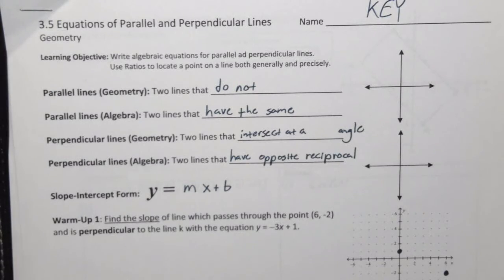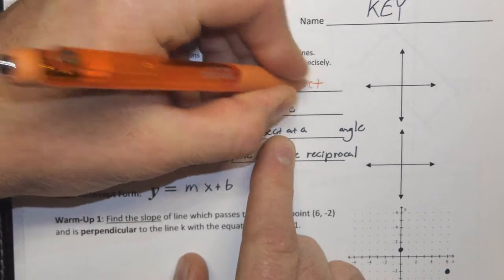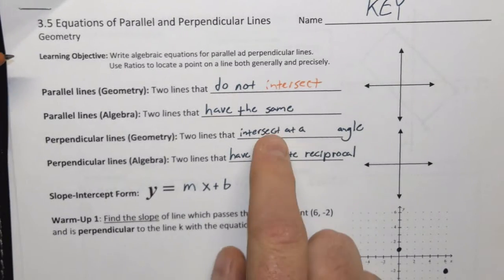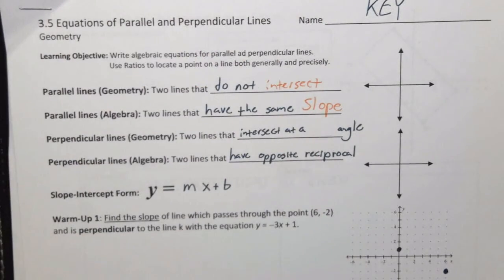For parallel lines, we had already talked about how parallel lines are going to be two lines that do not intersect. But I also want you to remember the old algebraic definition. Back when you were in algebra class, you also talked about parallel lines, but you talked about them in a very different way. Parallel lines were going to be two lines that had the same slope. So this is a great definition for parallel lines, but it is very, very different.